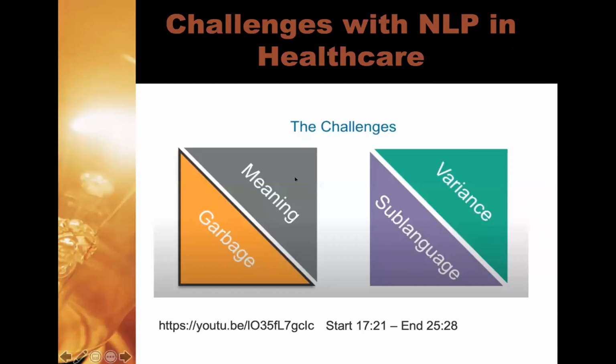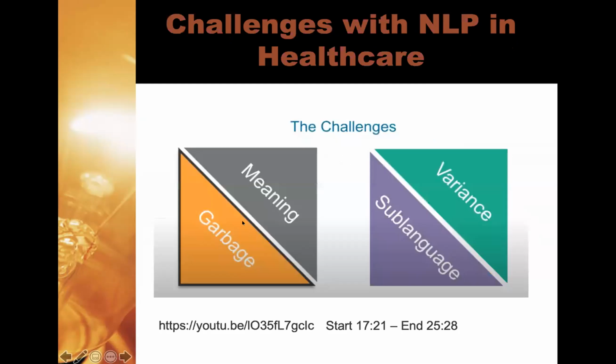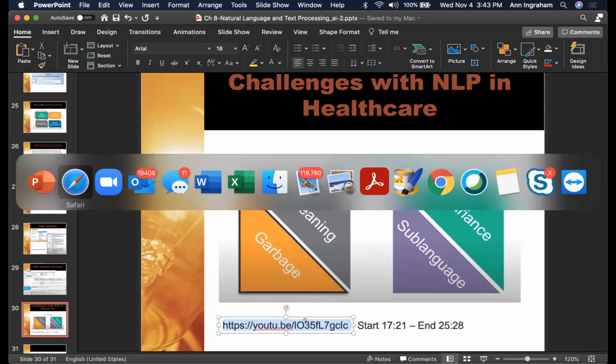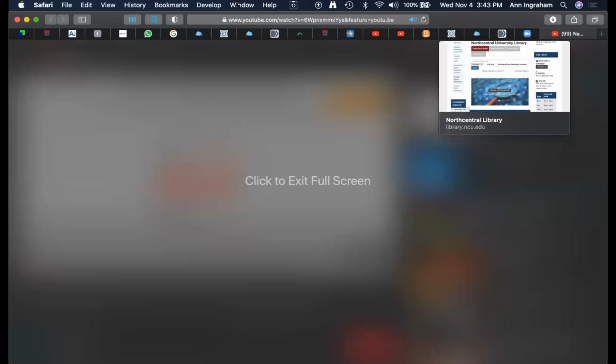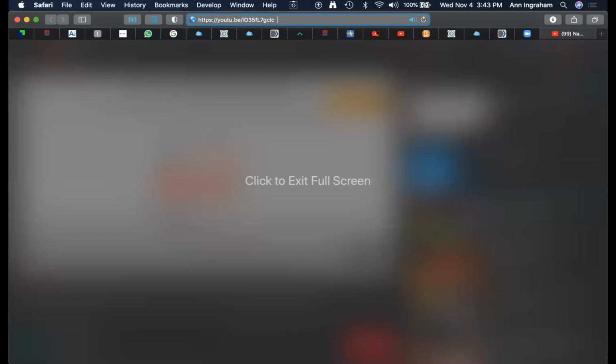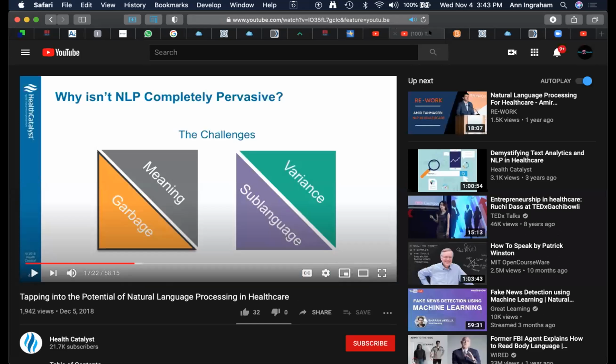All right. So, challenges with NLP. I'm going to play this one, 1721. Give me a second here. Let me find this, 1721. Actually, I think I started it. Give me a second here. Okay, I'm going to start this one.